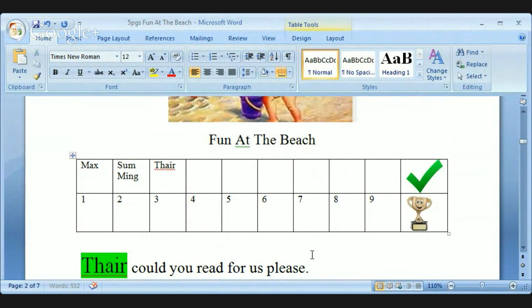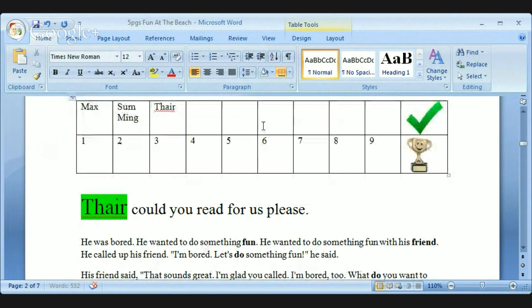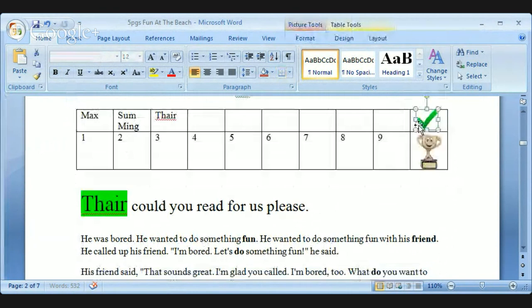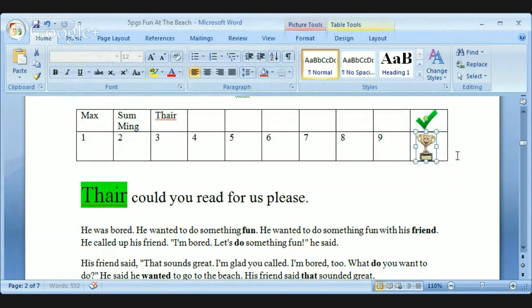Okay, what these numbers represent is the times that you will read. Sometimes I don't take the time to write your name, and I'll just write your number. It just depends on how busy we are getting and how involved we are. So Thar, you are number 3. Max, you're number 1. And Sum Ming, you're number 2.